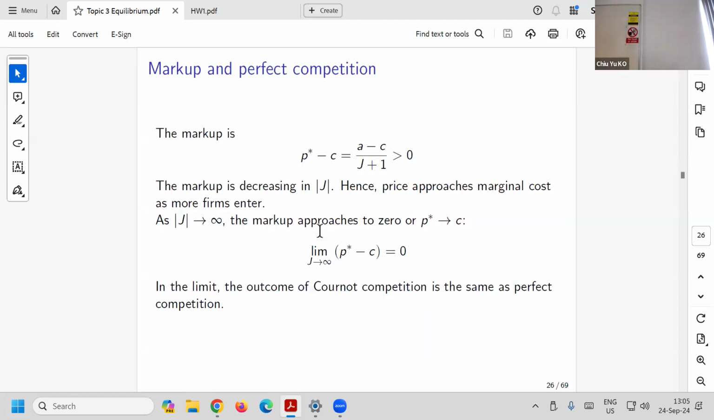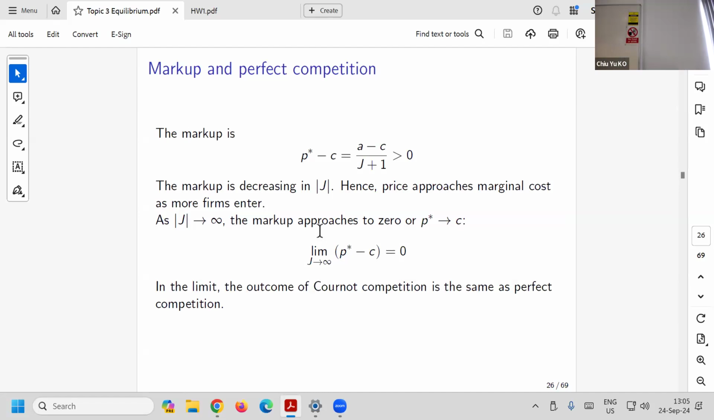But let's look at this one, and then we'll have a break, and after the break we can talk about that. First, look at the markup. Markup is always equal to 1 over J plus 1. Then it's not surprising that when J goes up, the markup goes down. In a more competitive market, this goes down, right?